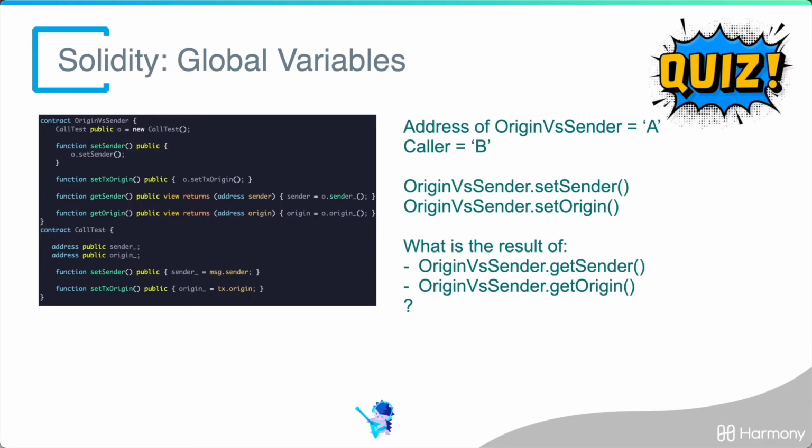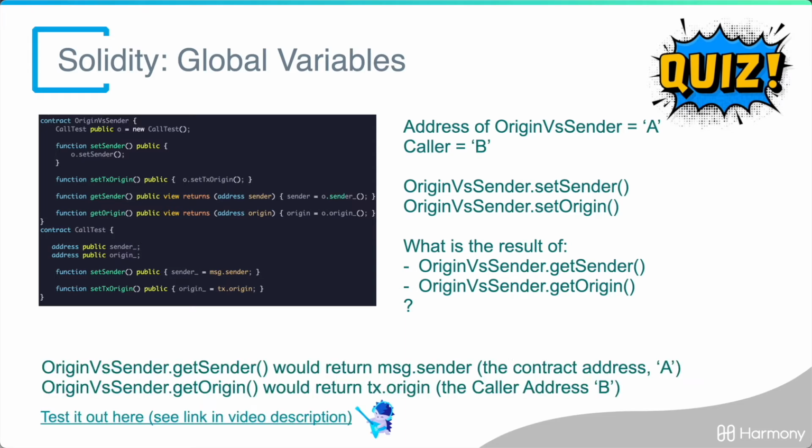So let's have a quick quiz about global variables. Have a look at this smart contract and try to figure out what is the result when we call getSender and getOrigin. Alright, so if you said getSender would return msg.sender and getOrigin would return tx.origin, then you'd be correct. Alright, so let's try a very simple example that represents this.